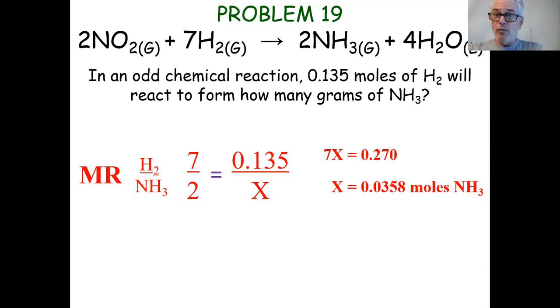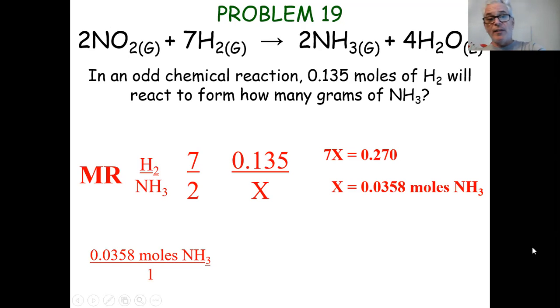We're going to start over with 0.0358 moles of ammonia over 1. And we have to go from moles to mass on island 2. The conversion factor is the molar mass of ammonia. There's another one you could probably remember. There's 1 nitrogen and 3 hydrogens. Nitrogen is 14. Hydrogens are 1 each. It's going to be 17 grams per mole.